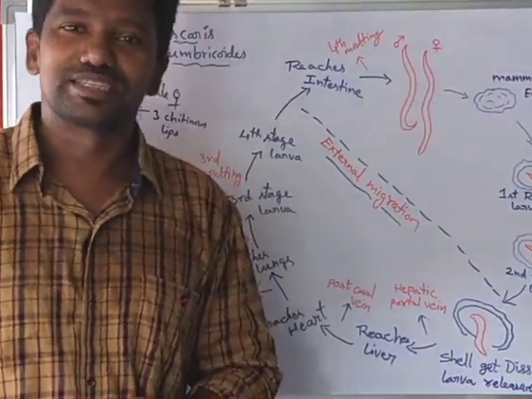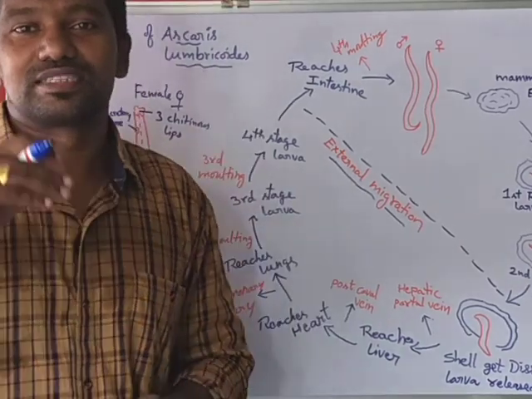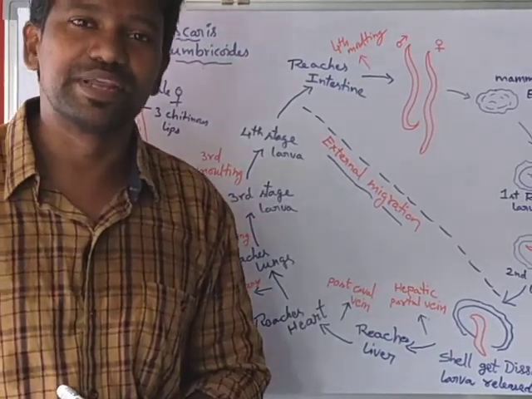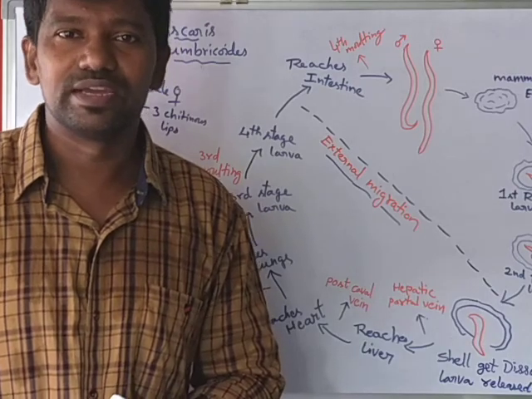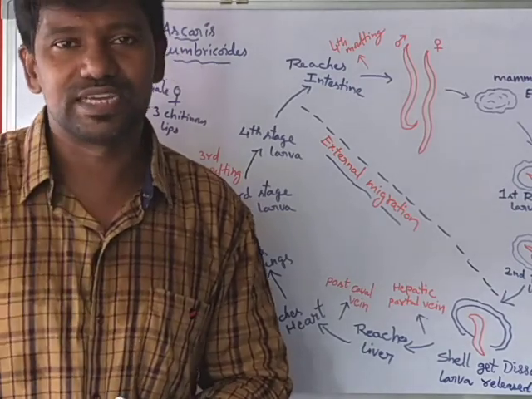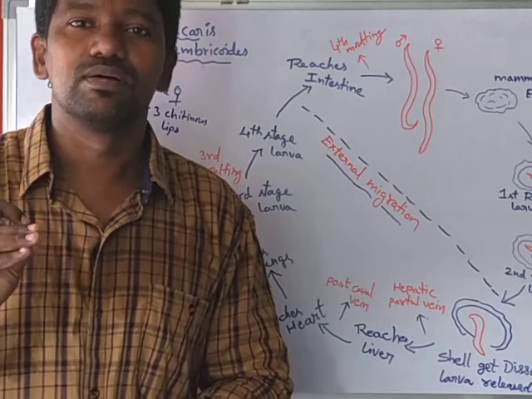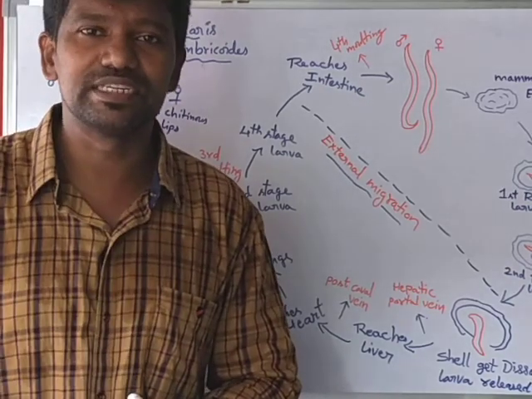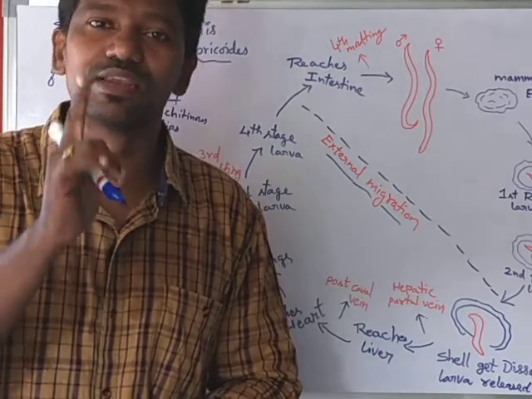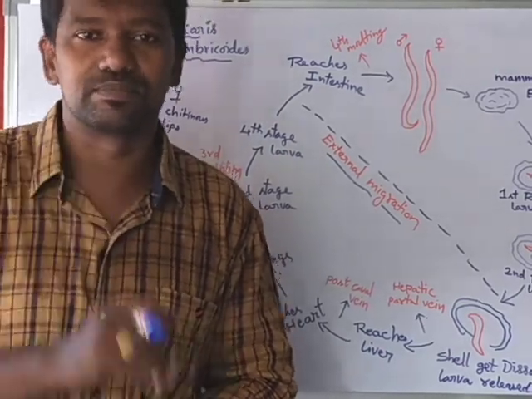In this video, I explain the structure and life cycle of Ascaris lumbricoides. Ascaris is a monogenetic parasite which lives in the small intestine of man. Monogenetic parasite means it completes its life cycle in a single host. That host is man.